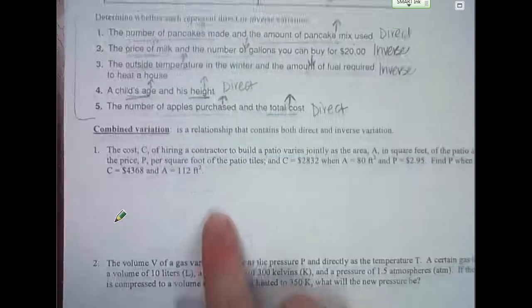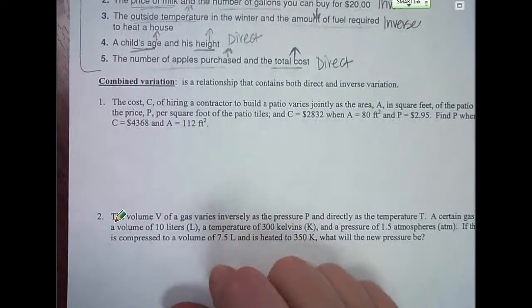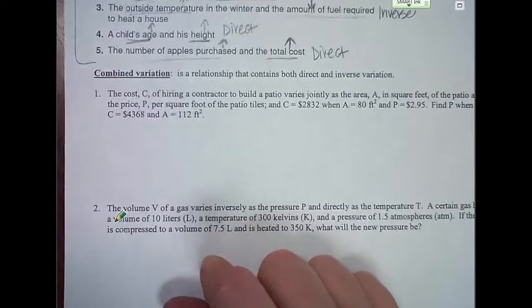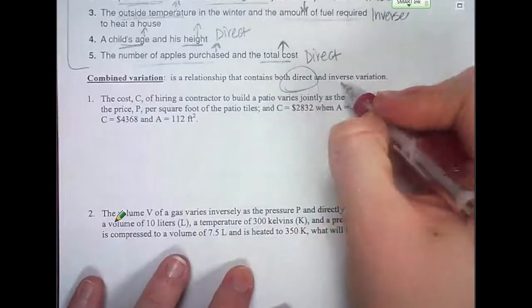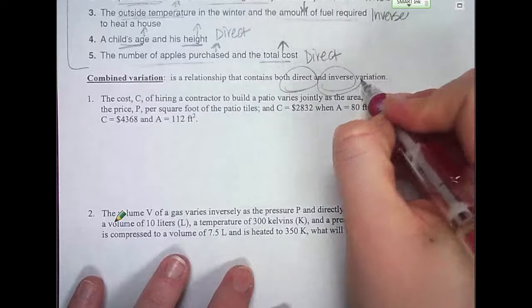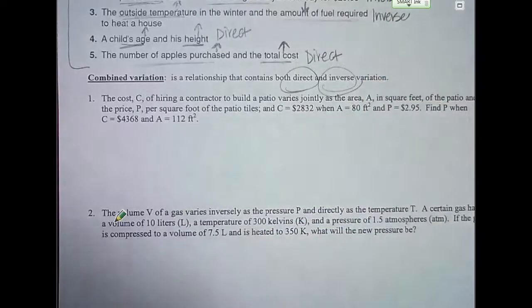Okay, so we're going to do these two combined variation problems on Wednesday because they're a little bit tricky. It's kind of a combination of your direct and your inverse variation. So the substitute will tell you which problems on your homework to have done or have at least tried for Wednesday.